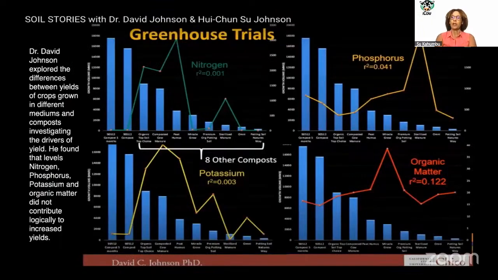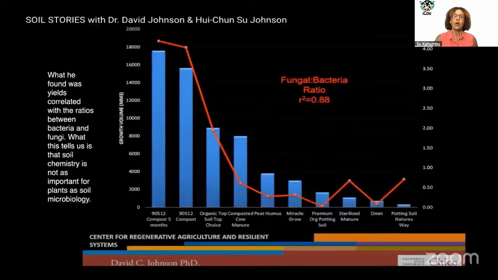We also, very early on in our lesson, learned that Dr. David Johnson had done this experiment. He explored the differences between yields of crops grown in different mediums and compost, investigating the drivers of the yields. And he found that the levels of nitrogen, phosphorus, potassium, and organic matter didn't contribute logically to increased yields. What he found was that fungal to bacterial ratio. The more fungi, the more bacteria, that ratio in between there, what the balances were like, actually drove yields. We're now going to learn that they actually drive yields across different kinds of plants as well.